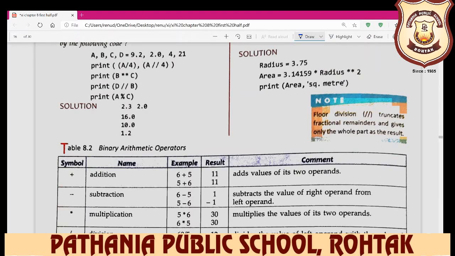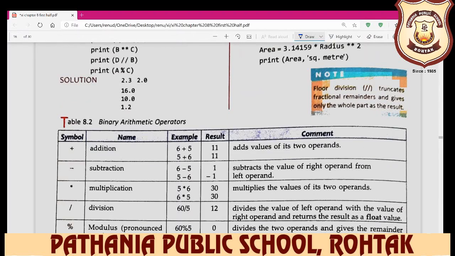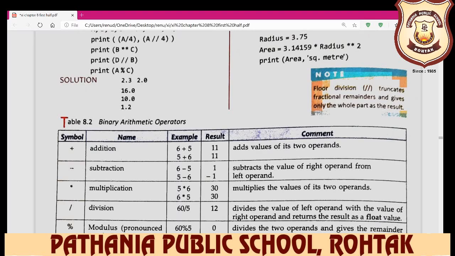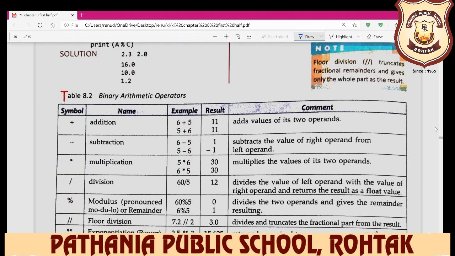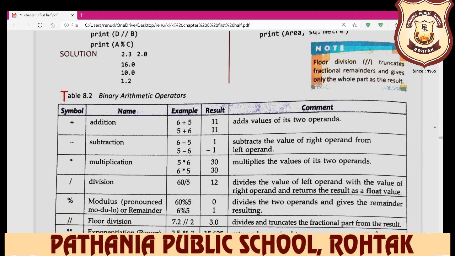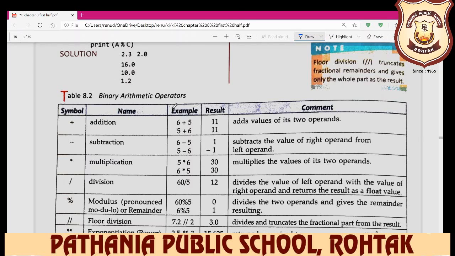Binary arithmetic operators. Binary means with two operands. So the symbols of binary arithmetic operators are plus, minus, multiply, division, modulus, floor division, and exponent. And the names are addition, subtraction, multiplication, division, modulus, floor division, exponential.